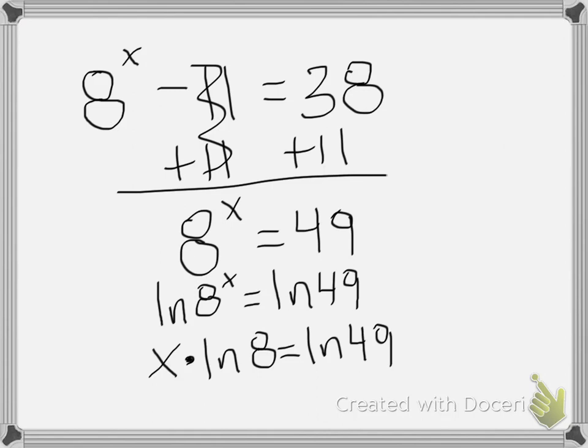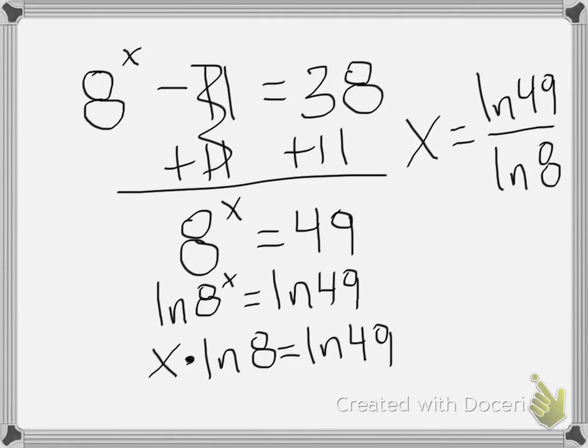I can divide, because I want to get rid of the natural log of 8, and dividing would be the opposite. And so I end up with x is equal to the natural log of 49 divided by the natural log of 8, which, hey, that happens to be the change of base formula that I mentioned a minute ago. And this I can just punch on my calculator. I punch in the natural log of 49, I punch in the natural log of 8, and I push divide and equals, and that should equal, rounded to the nearest hundredth, 1.87.